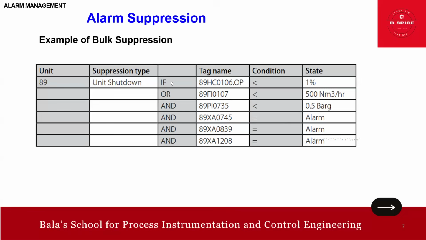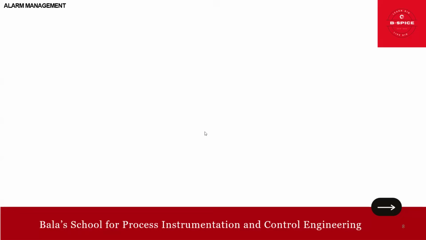So for example, if 89HC0106.op is less than 1%, then you don't have to display this. It will go. Likewise, 89FI0107 less than 500, that will also be masked, bulk masked. Like this, friends. Got it? So that is about the bulk.